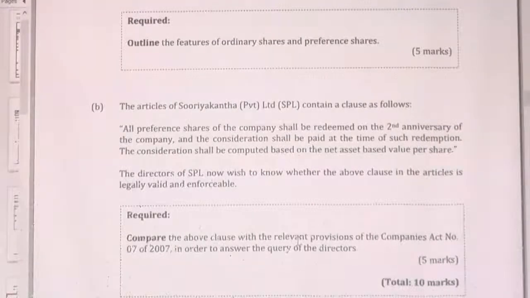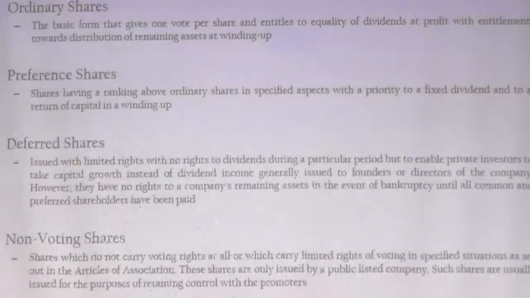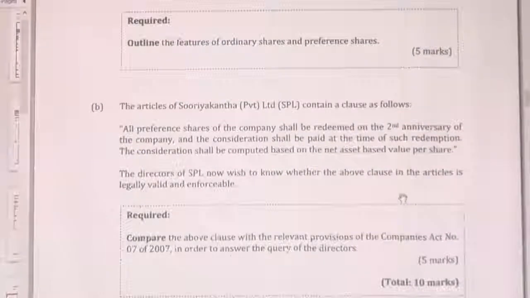You are required to compare the above clause with the relevant provisions of the Companies Act in order to answer the query of the directors. Now we know that under preference shares, the preference shareholders, as per the discussion that we had previously, have the priority to a fixed dividend and to return of capital in a winding up. So having a clause of such nature, to redeem at the second anniversary of the company, is quite illegal or goes against the company law.